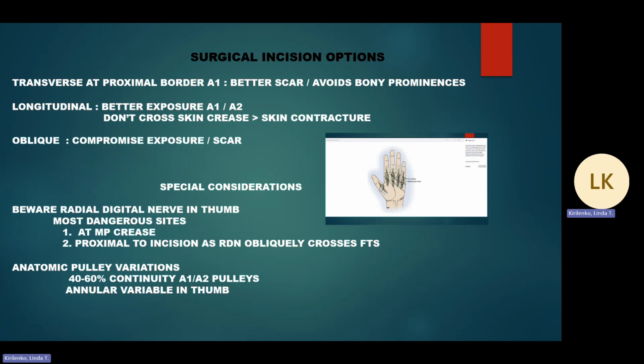There are some common anatomic variations. In 40 to 60% of patients, there is continuity of the A1 and A2 pulleys, so there's really minimal distinction where the A1 ends and the A2 begins. And there's an annular variable pulley described in the thumb, which is between the A1 and the oblique pulley. In fact, there are 3 subtypes of the annular variable pulley.